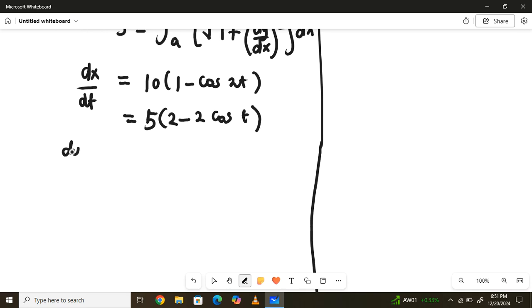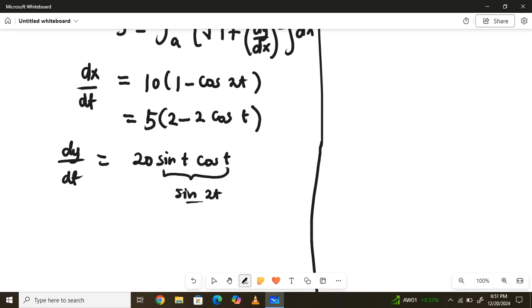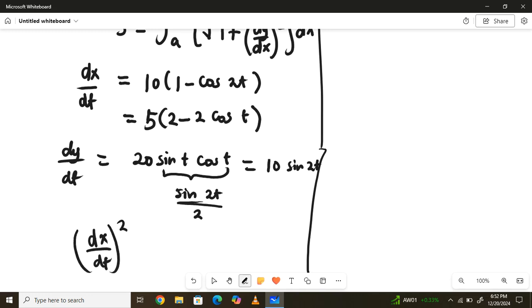Next, we're going to have dy/dt. When we differentiate y, we will get 20 sin t cos t, but we know that sin t cos t is the same as sin 2t over 2, and that gives us 10 sin 2t. Once we have simplified to 10 sin 2t, we are going to have dx/dt squared plus dy/dt squared.